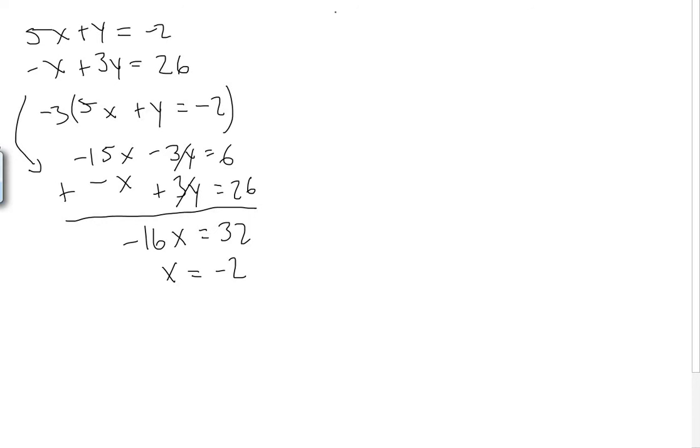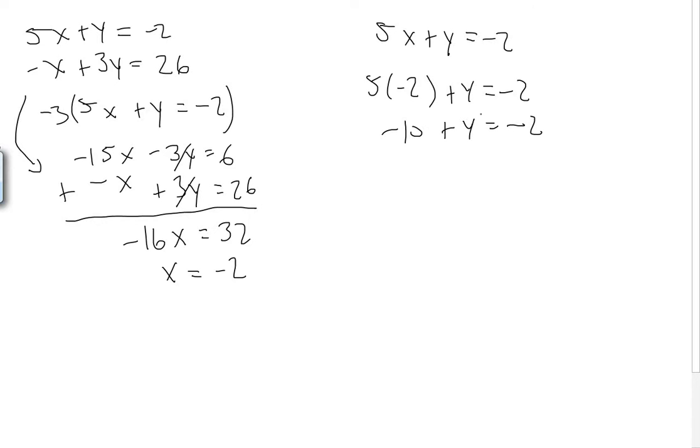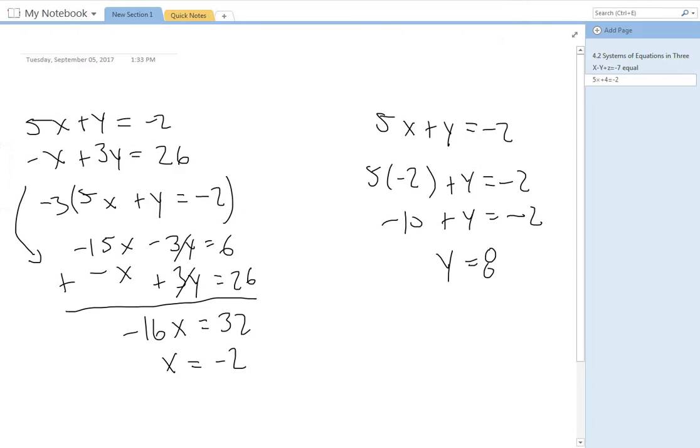Again, this is just a system of equations in two variables, so I can plug that into either of the equations. I'll just deal with 5x plus y equals negative 2 and plug that negative 2 in for x. 5 times negative 2 plus y should equal negative 2. Well, that means that negative 10 plus y should equal negative 2. Or if I add the 10 over to the other side, I get y equals 8. Remember, this was a system of equations in three variables. I have x equal to negative 2, y equal to 8.